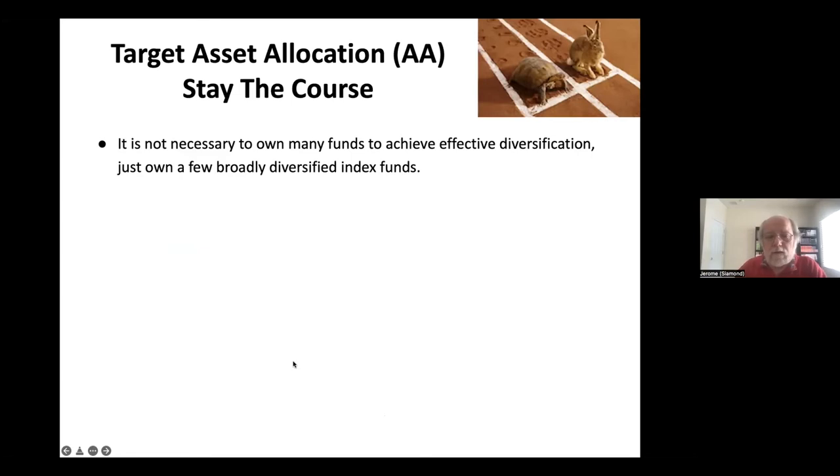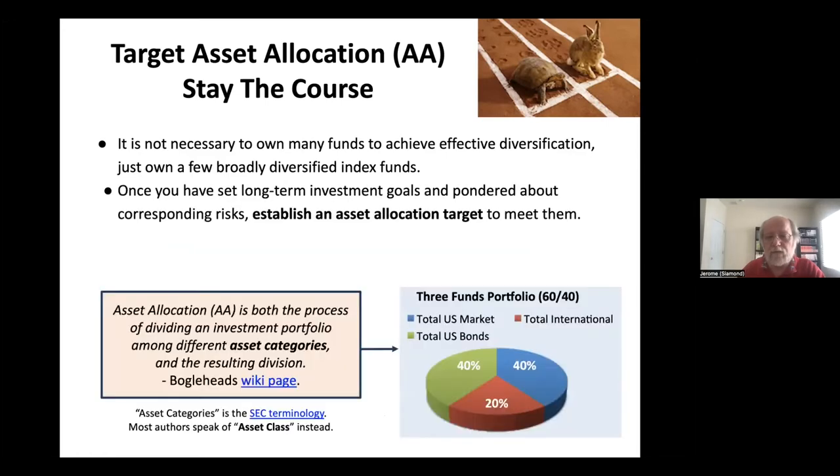Okay, so what you know, of course, is that it's not necessary to own many funds to diversify. If we just own a few diversified index funds, the funds themselves providing diversification, then we are good enough. Which means that any Bogleheads ends up with a target asset allocation.